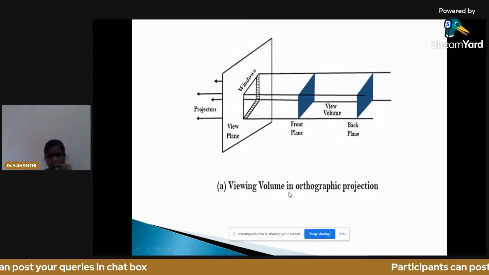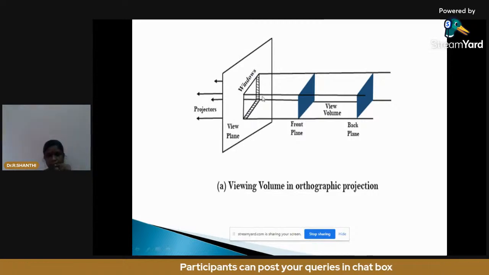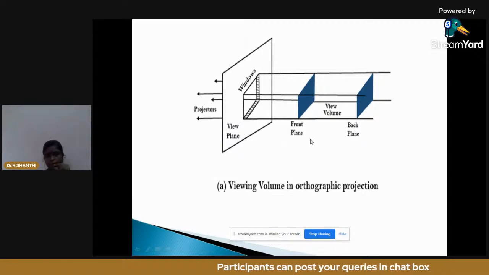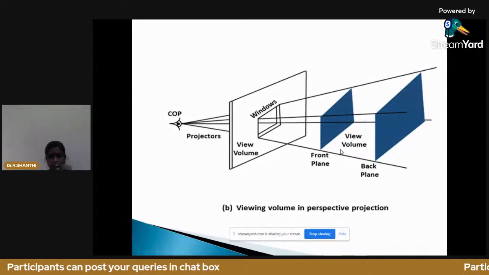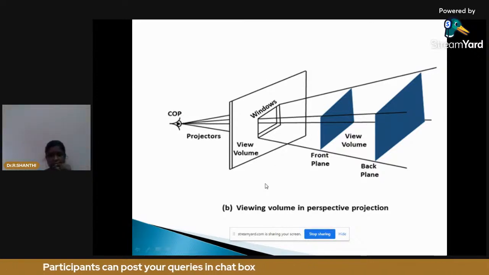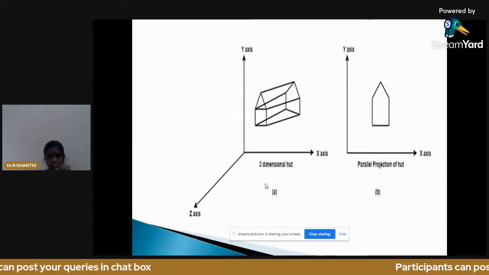Then the viewing volume in the orthographic, as I said, if you have two lines, what happens here? These two lines are perpendicular to each other, 90 degrees. Can you see the difference here? So that it will project. This is your view plane, this is your front plane, and this is your back plane. Orthographic gives a better view of the picture. This is your perspective projection. In perspective projection, everything converges into one location. It is based upon your center of projection, so that it will give you a different view, which actually will not be like that.